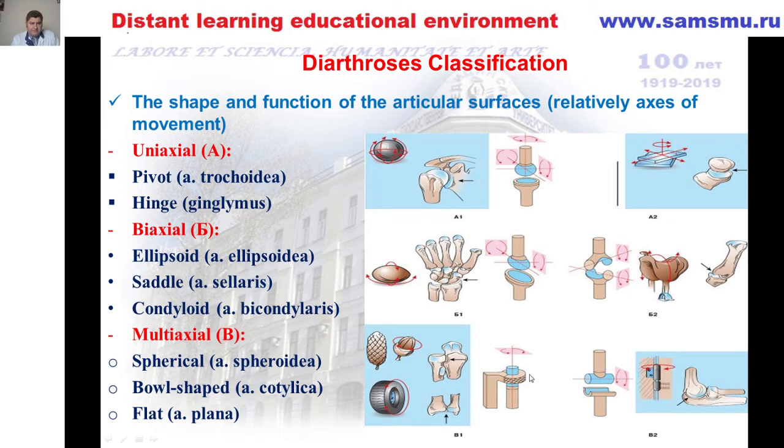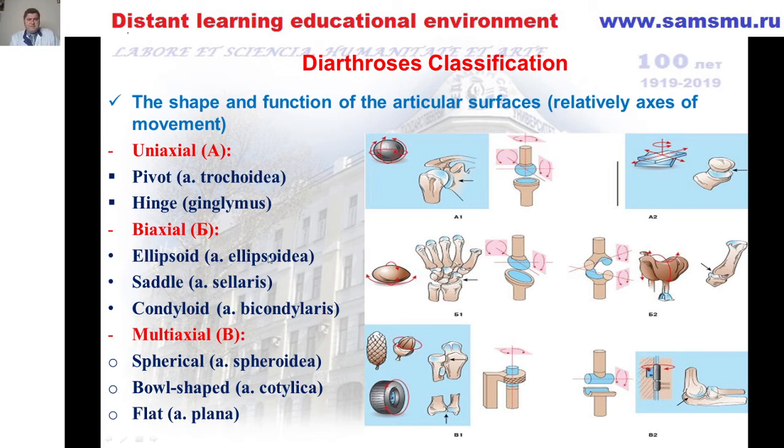Also you can see the hinge joint. It's in Latin ginglymus, and you may see it on this picture. It's the elbow joint, the elbow part of this joint is the connection between the trochlea humeri and the incisura trochlearis of the ulnar bone. So biaxial joints are ellipsoid, saddle, and condylar shapes.